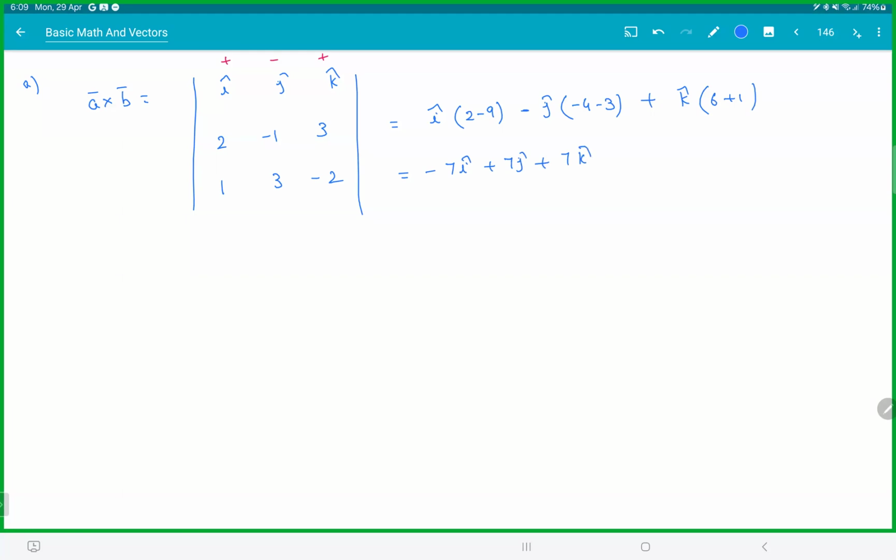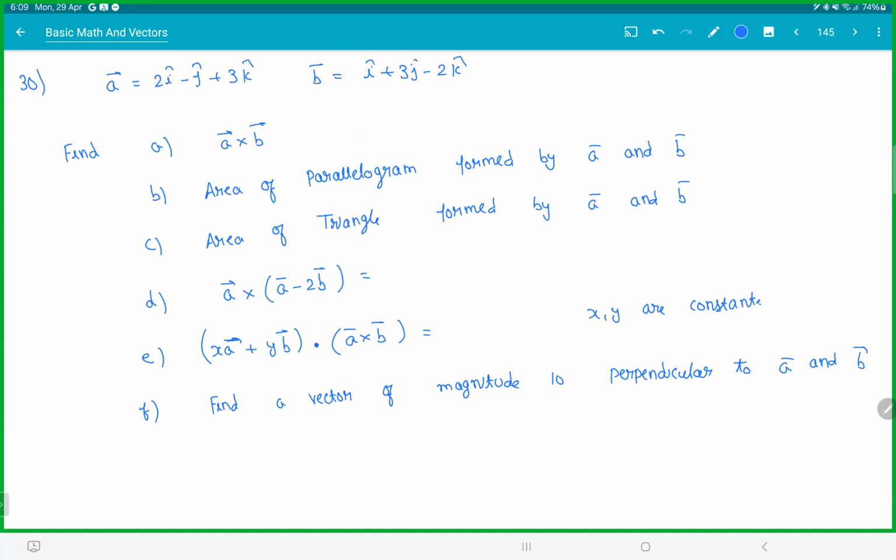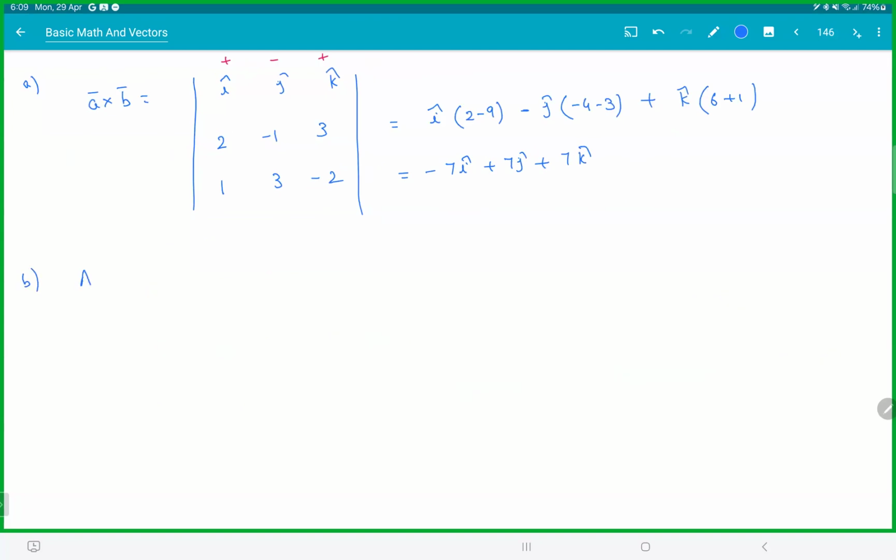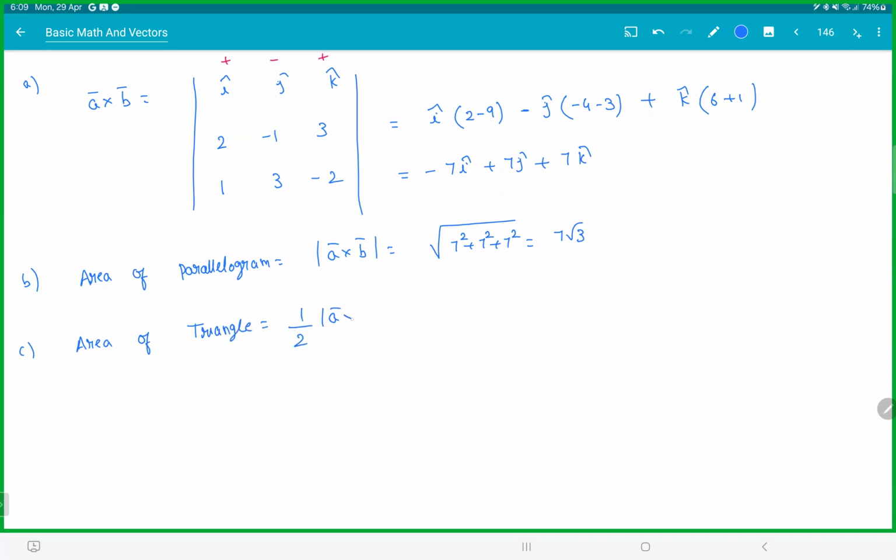Have a look at this. What is the second thing? Area of the parallelogram. Area of parallelogram is nothing but mod of A cross B. So root over 7 square, 7 square, 7 square, that is 7 root 3. That's what I said. If you got the first one, all things will come in a line. What is area of a triangle? Half of mod A cross B, that is 7 by 2 root 3.